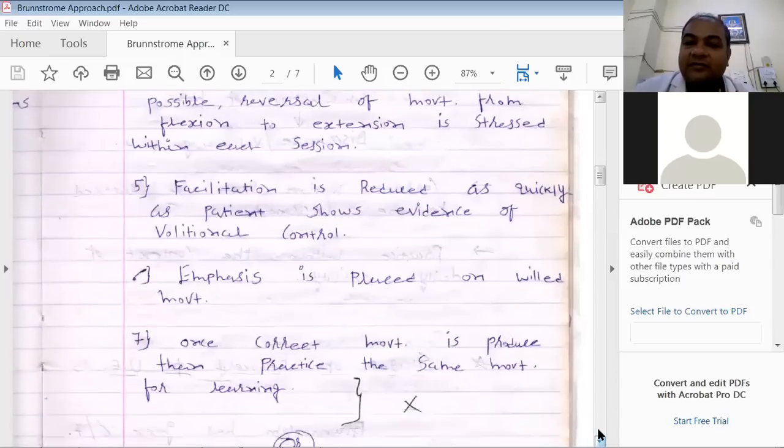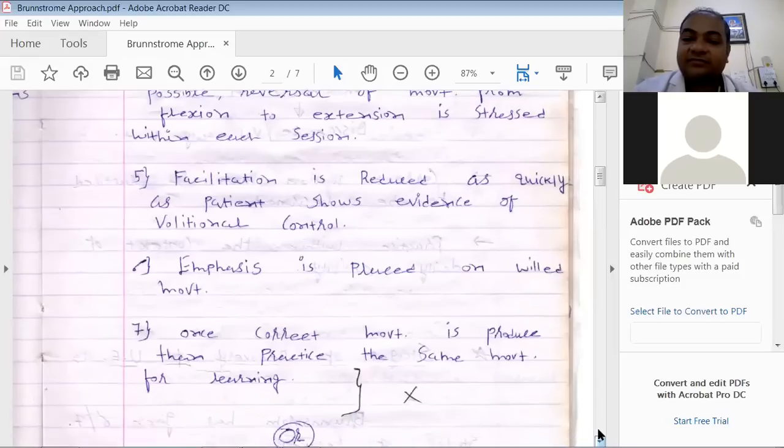The fifth point: facilitation is reduced as quickly as the patient shows evidence of voluntary control. You have to give facilitation, you have to use the reflexes, ATNR, STNR, which I am going to tell you in detail. But once the movement is possible without reflex, and the patient is able to do voluntary movements, then stop giving the facilitation in the form of any of the four ways we told you before: reflexes, associated reaction, exteroceptive or proprioceptive facilitation. You have to stop giving the facilitation when the voluntary movement starts.